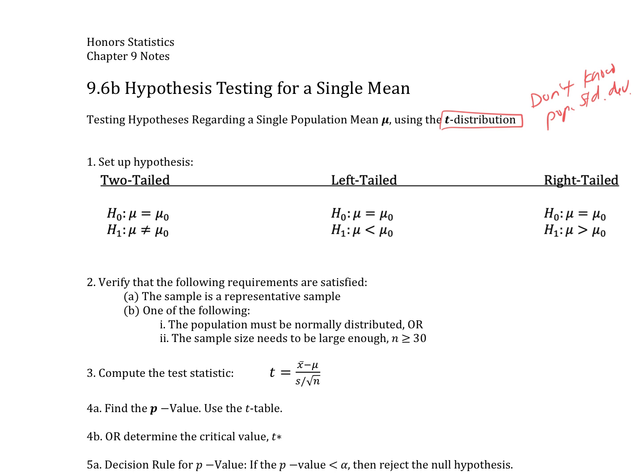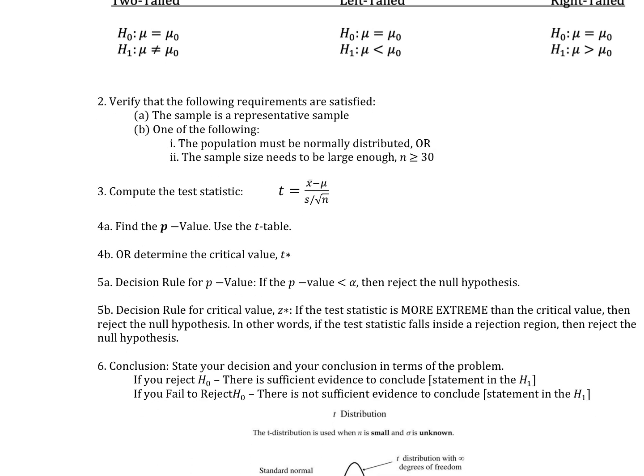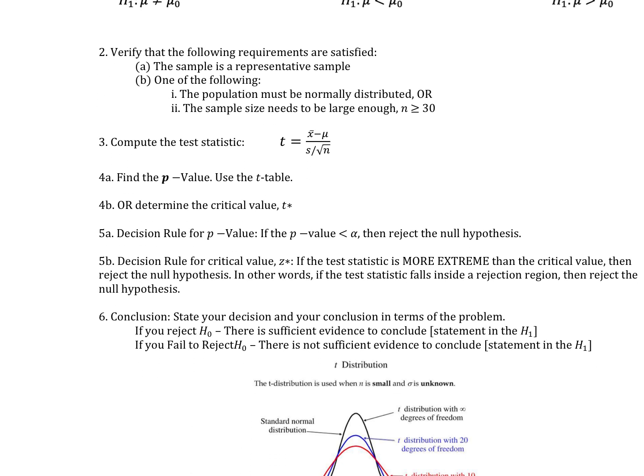So remember, it's got to be random, representative, and either it's normally distributed, it tells you in the problem it's normally distributed, or n is greater than or equal to 30. The formula for your test statistic is right there. Finding the p-value is actually probably the one thing that we're not going to do. So we're not doing 4A. We are going to do 4B and 5B.